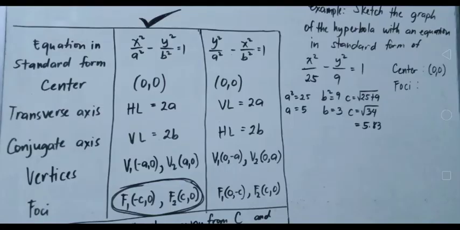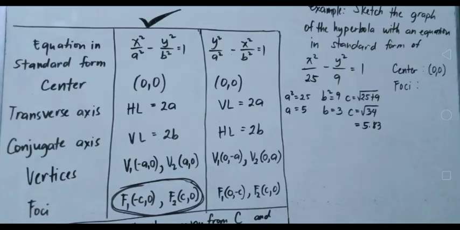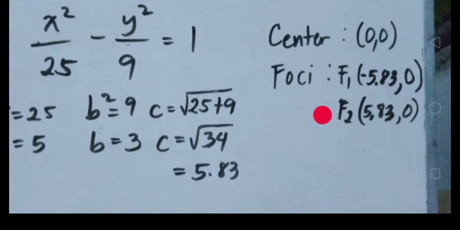So here we will now follow the guide. If you notice the encircled part, that is the guide we will follow for getting the foci. The first focus is negative c, 0, and we know that our c is 5.83. So that is negative 5.83, 0. Our second focus is c, 0, so that is 5.83, 0. So that is our foci.